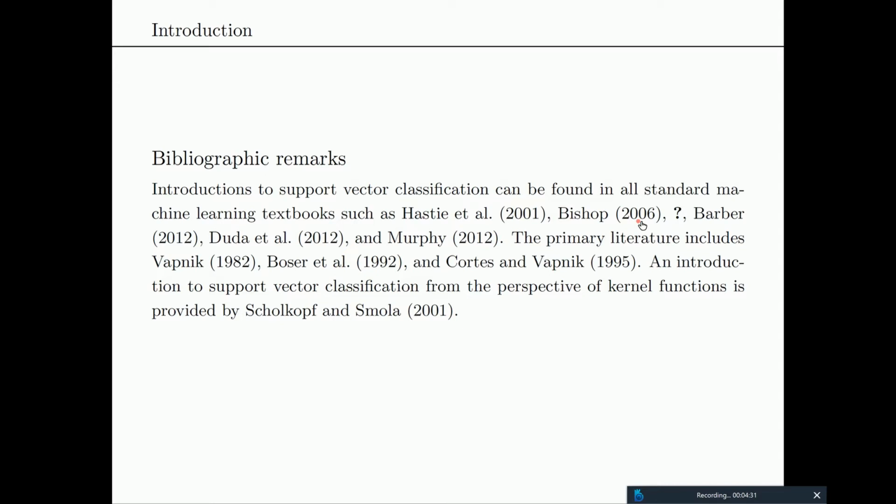So they are really an important topic in machine learning. You find them in all the books. The literature goes back to the 60s in the works of Vapnik, and then particularly the 90s in the work by Boser, Cortes and Vapnik. A very comprehensive coverage of support vector machines you find in the work by Schölkopf and Smola, who were students of Vapnik, and published this book on kernel methods in the early 2000s.